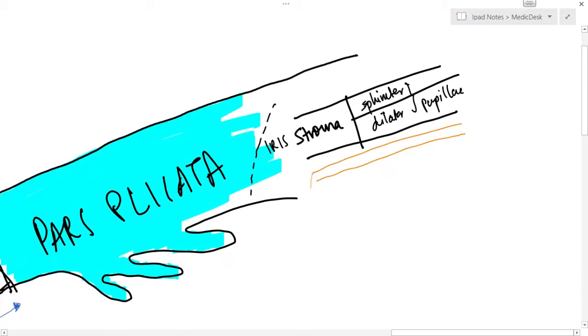So let me annotate. These both are anterior and posterior epithelial layer of iris.